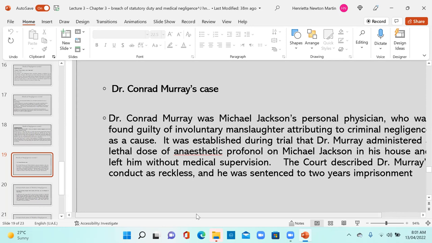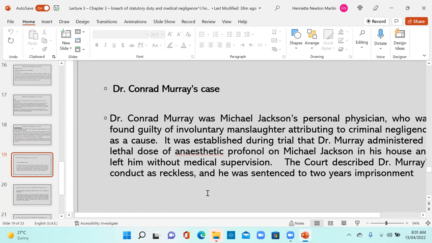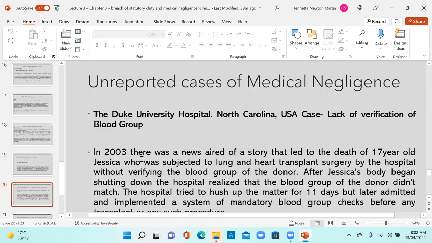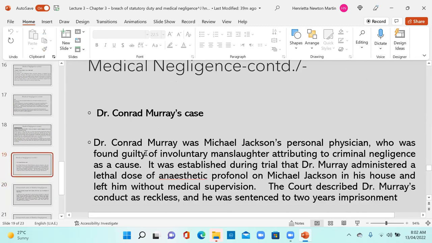It was established during the trial that Dr. Murray administered a lethal dose of the anesthetic propofol, an amount that could lead to a person's death, on Michael Jackson in his house, and then left him without medical supervision. The court described Dr. Murray's conduct as reckless, and he was sentenced to 2 years imprisonment. This is a famous case you can mention, because it is also a case of medical negligence: Dr. Conrad Murray's case.